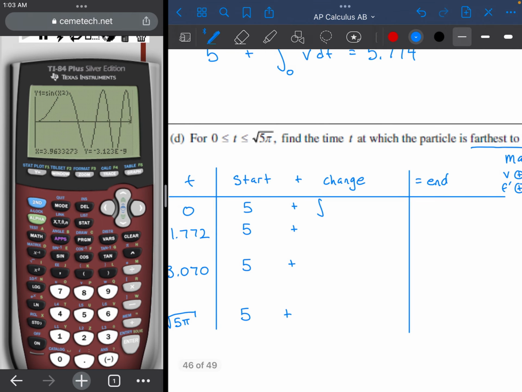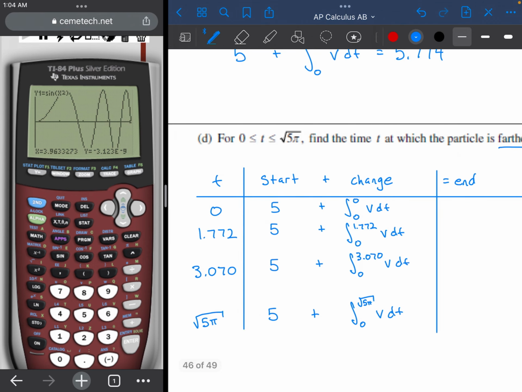So this is going to be the integral from 0 to 0 of v dt. This is going to be the integral from 0 to 1.772 of v dt. This is going to be the integral from 0 to 3.070 of v dt. And finally, the integral from 0 to the square root of 5 pi of v dt. All right. I got a lot of entry to do.